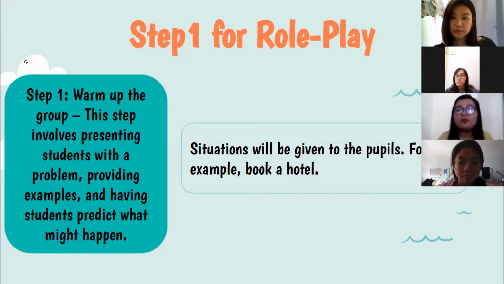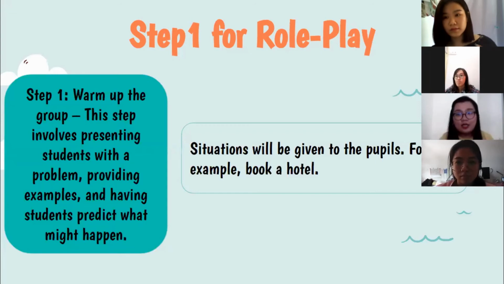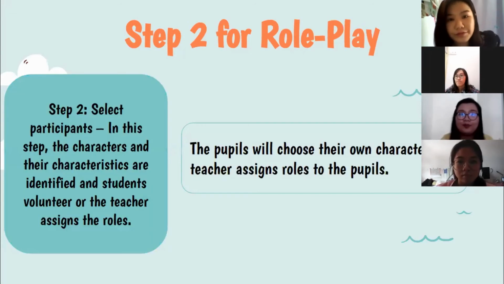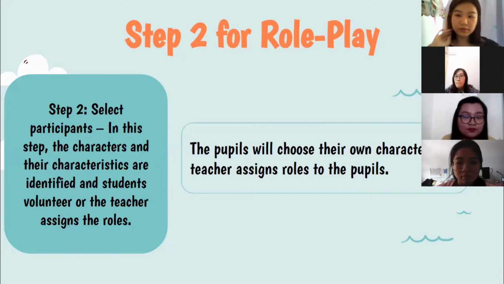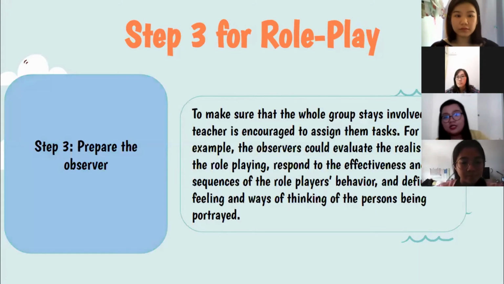So they need to have a rough idea of what the situation will be. So next will be select participants. Here it means that the teacher can either assign the roles to the pupils, but the best way is to get the pupils to choose the role by themselves. All right, that's the second step.